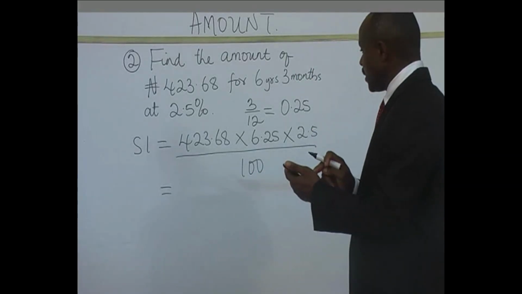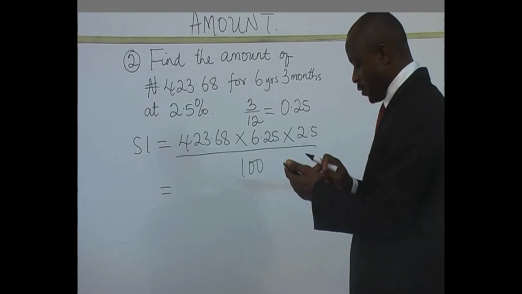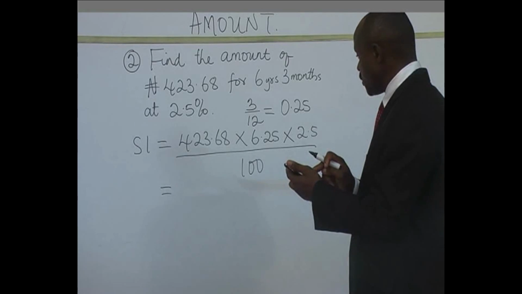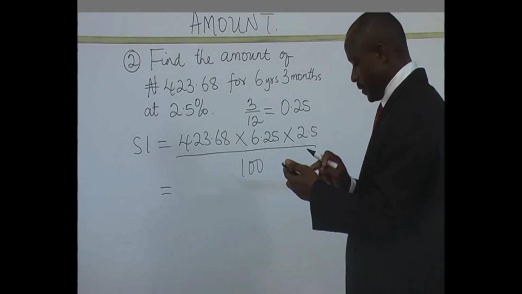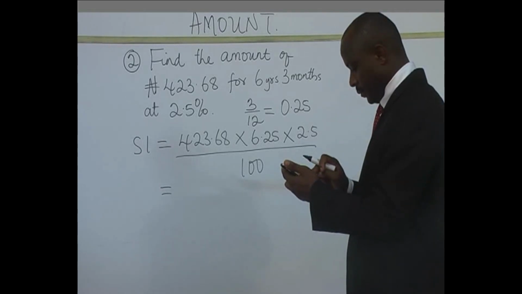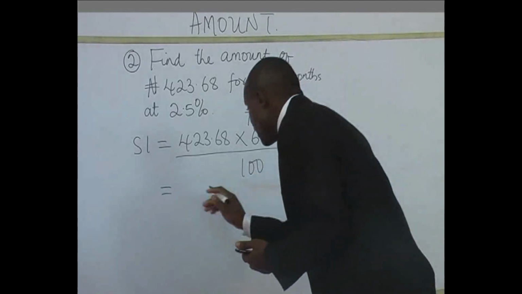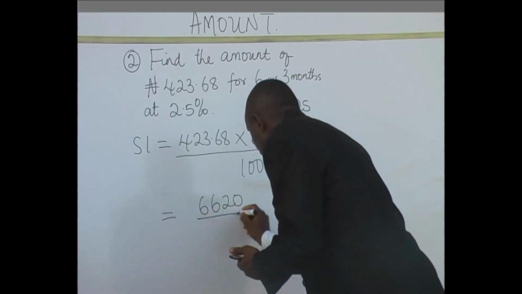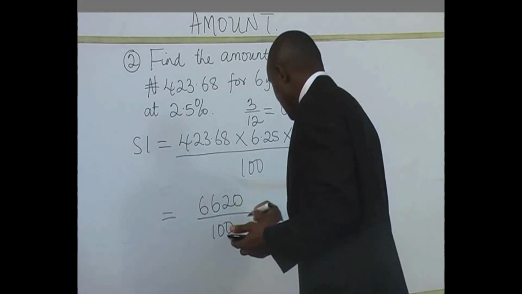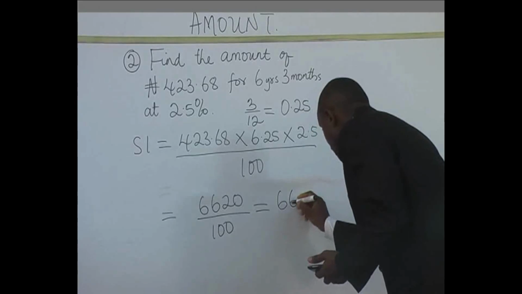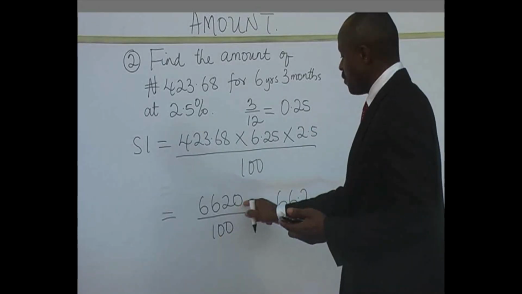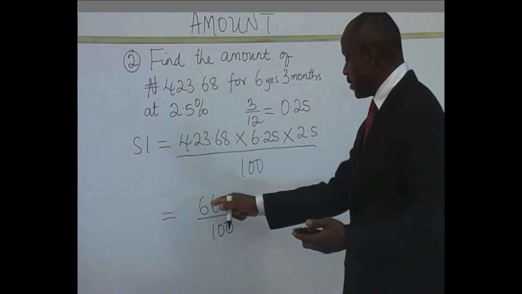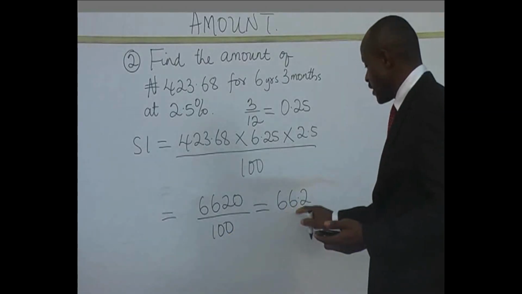Let's calculate. 423.68 times 6.25 times 2.5 is equal to 6,620, then all over 100. This will give you 66.2. Because of the two zeros, just move the invisible decimal, that is like a full stop here, towards the left twice. That was how we got this. You can go ahead and use a calculator. Divide 6620 by 100. It's going to give you 66.2.